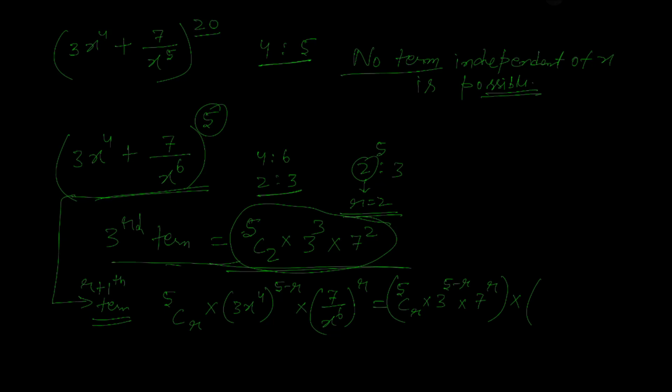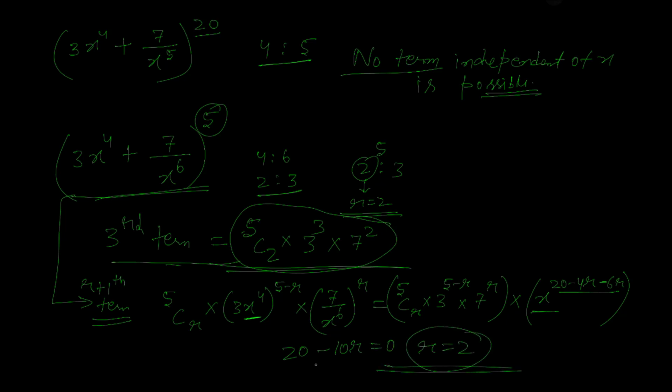Into, combine all the powers of x. Can you see the power of x here will be x^(20-4r)? And here it is x^(6r), so it goes to the numerator like this, minus 6r. You see, if I want the term to be independent of x, then this power of x should be 0. So 20 minus 10r should be equal to 0. So r is equal to 2. All right, so this is the method.